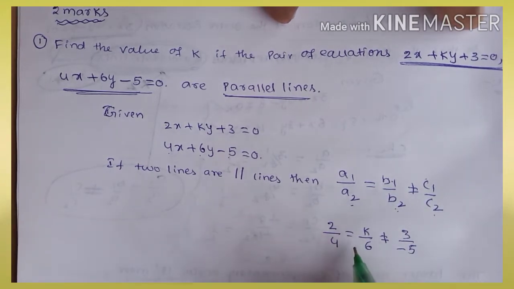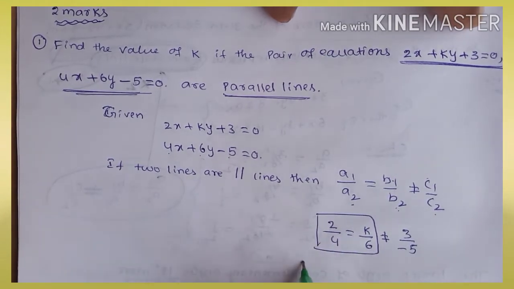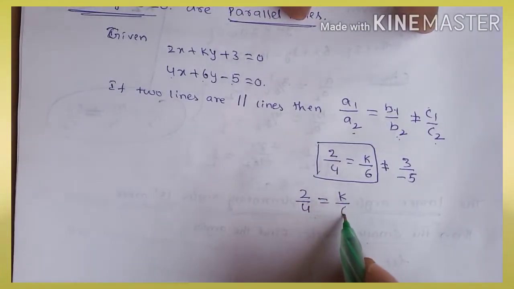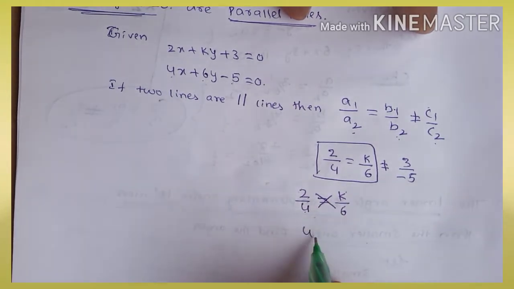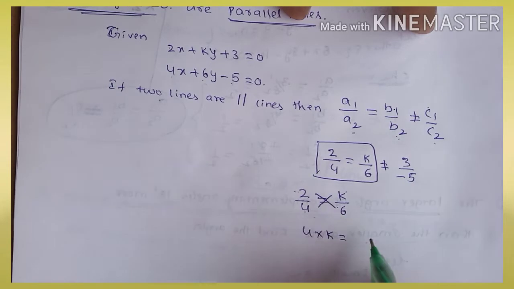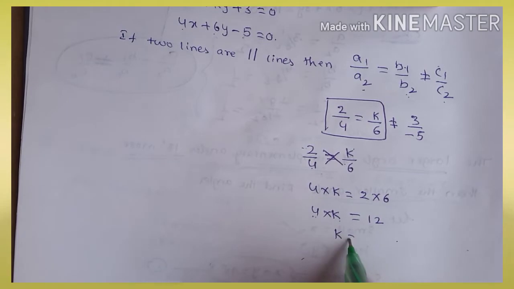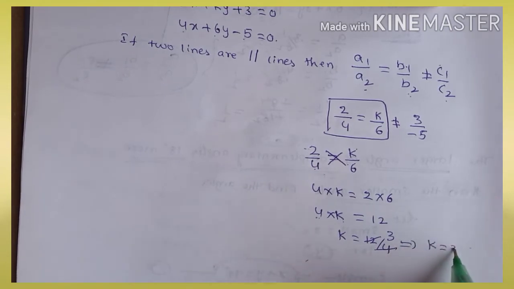Now you can check these two groups and apply cross multiplication. 2/4 is equal to k/6. Cross multiplying, 4 times k is 4k, and the other side is 2 times 6, which is 12. So 4k equals 12, transposing, the value of k is 12 by 4. 4 ones are 4, 4 threes are 12.